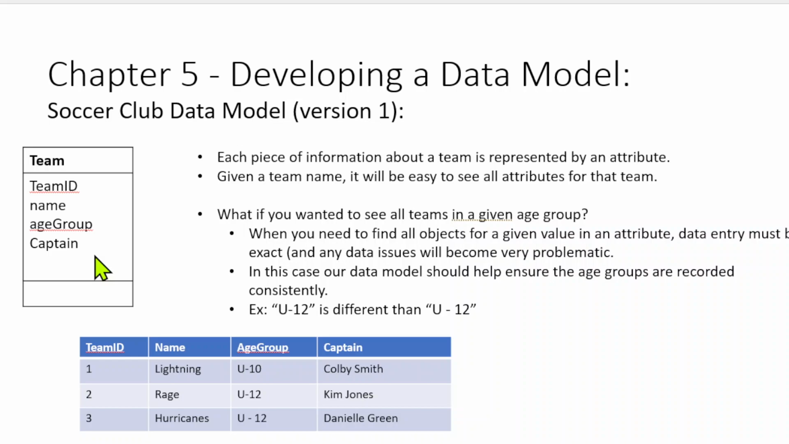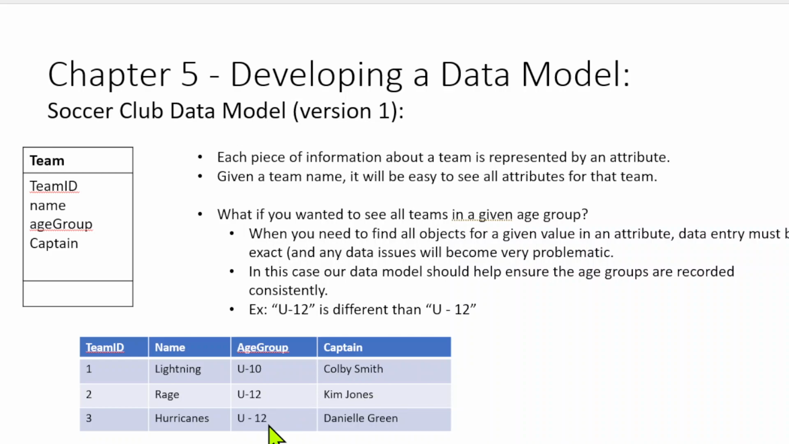But what if you wanted to see a given age group? The example table down here shows U12 and U space 12. As a human being, you could look at this and immediately say, yeah, Rage and Hurricanes are both in the U12 league. As a computer, you're not going to see that. It sees this U12 and this U12 as two completely different things. They don't exist together.